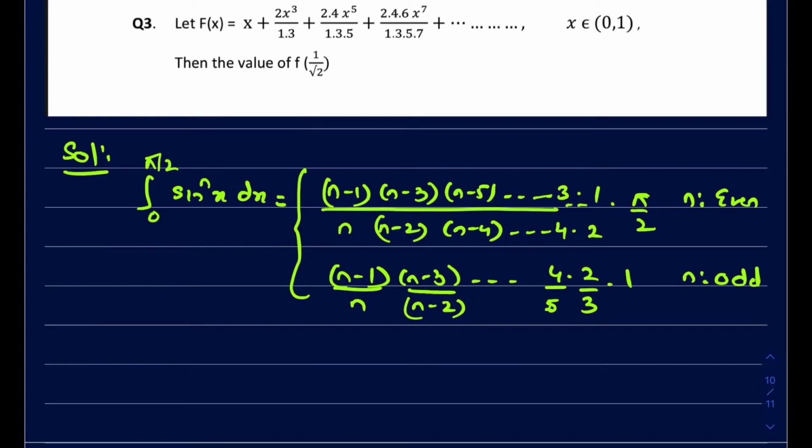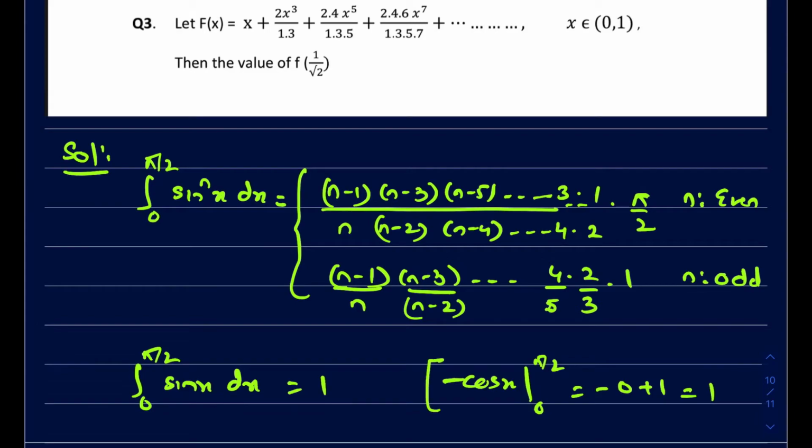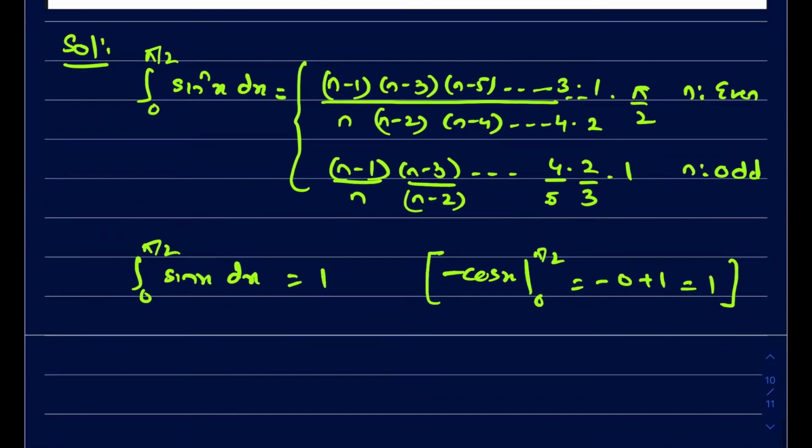So let's just verify. Suppose I integrate 0 to pi by 2 sine x dx, then there will be only one term since n is equal to 1. So the series will stop at 1 itself, and we will get 1 directly. You can solve it and see also. Integration of sine x is minus cos x. If I put the limits 0 to pi by 2, I will get 0 minus minus plus 1. So therefore, 0 to pi by 2 sin x is 1.